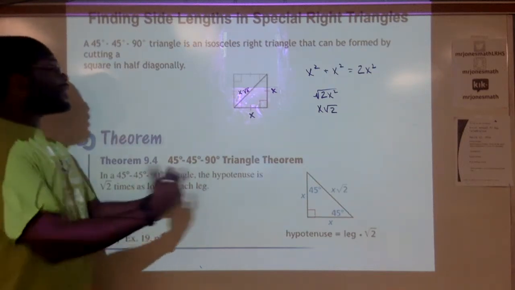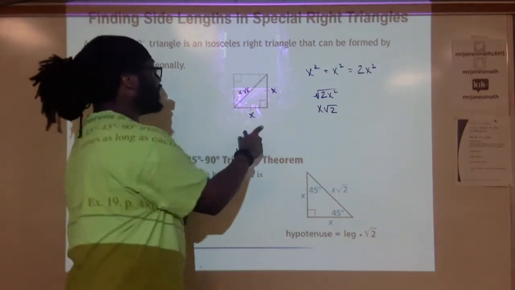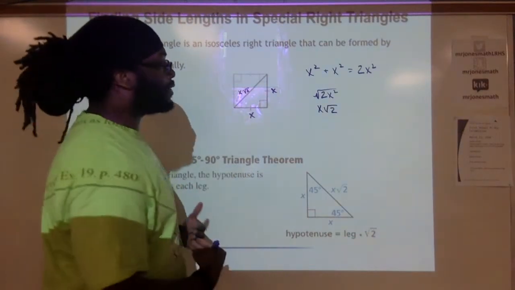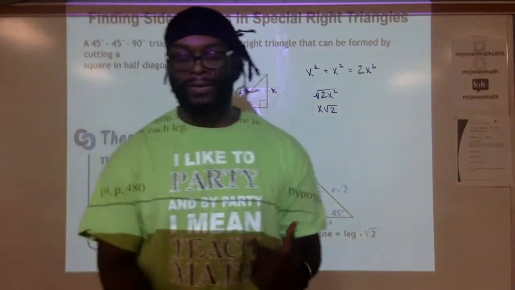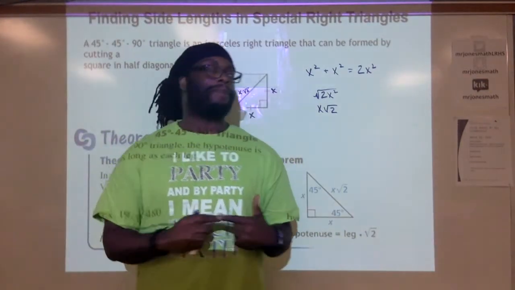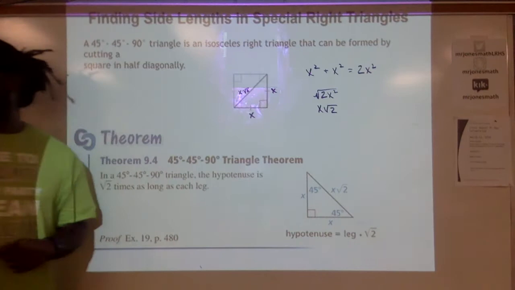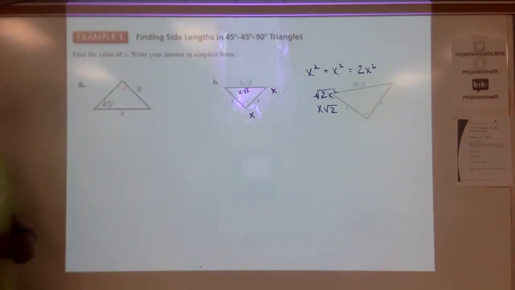Now, if we know the hypotenuse, we can find the leg by dividing by the square root of 2. Since we find the hypotenuse by multiplying by the square root of 2, we can find each leg by dividing by the square root of 2. So let's look at these examples.